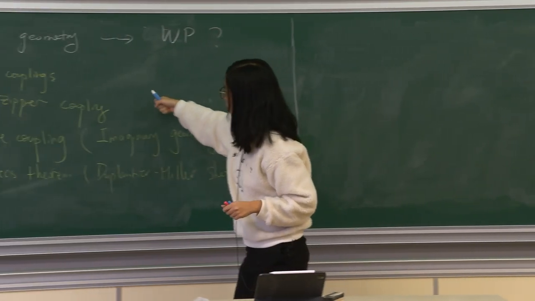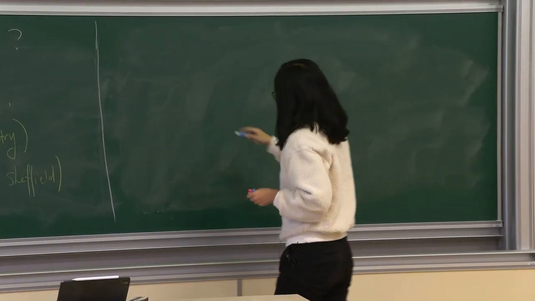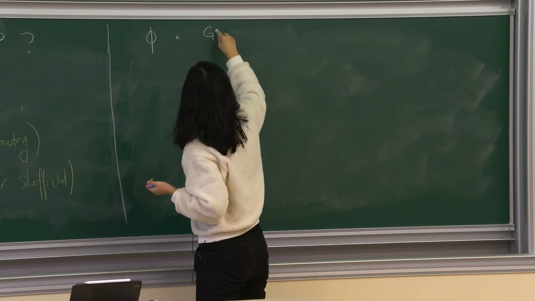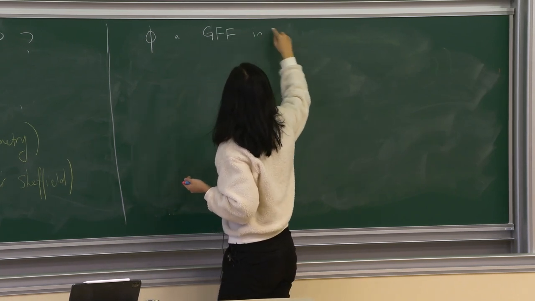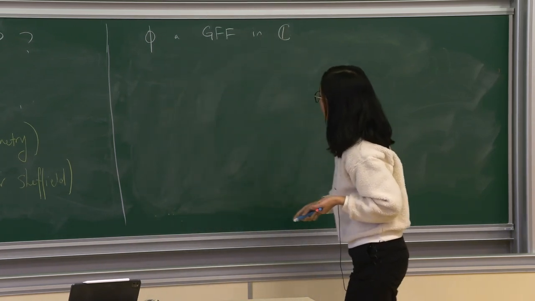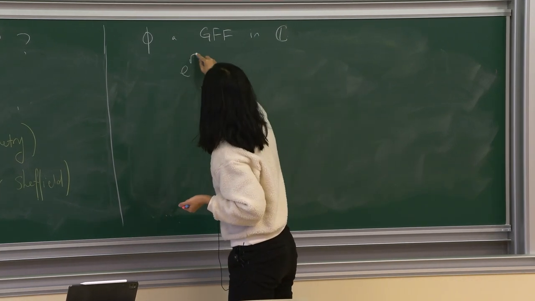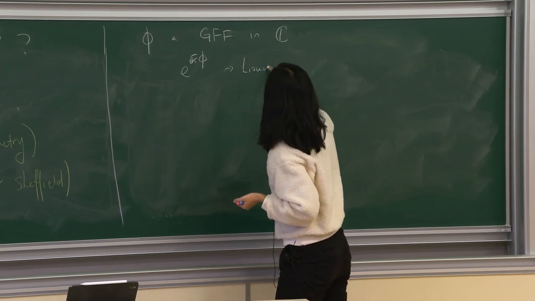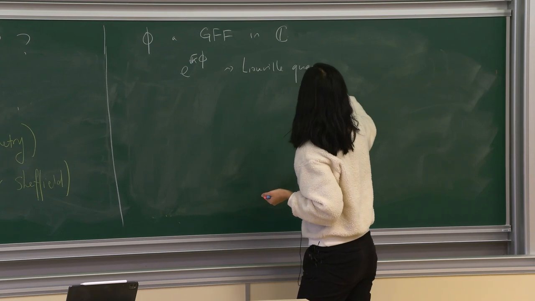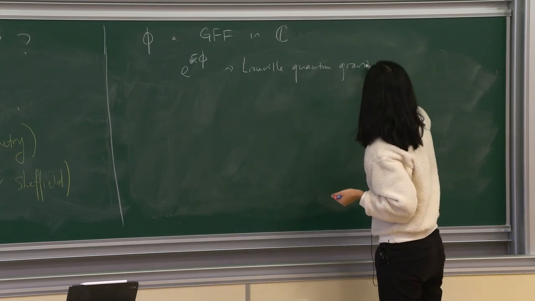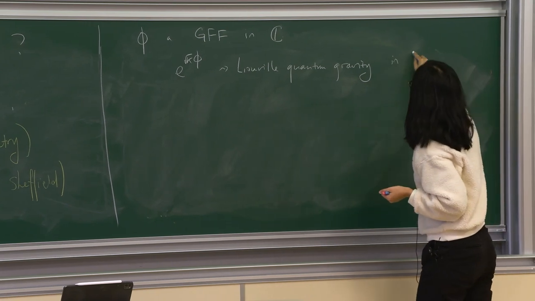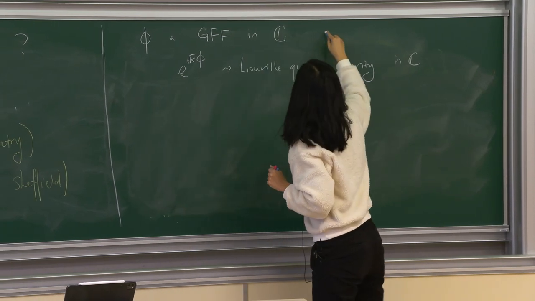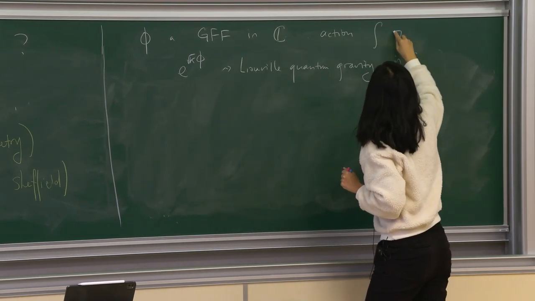Okay, for the quantum zipper coupling, I already talked a little bit about. Very roughly speaking, phi is a GFF in the complex plane. I can define this exponential square root of kappa of phi. This is called the Liouville quantum gravity in the complex plane. And phi has the action square root.